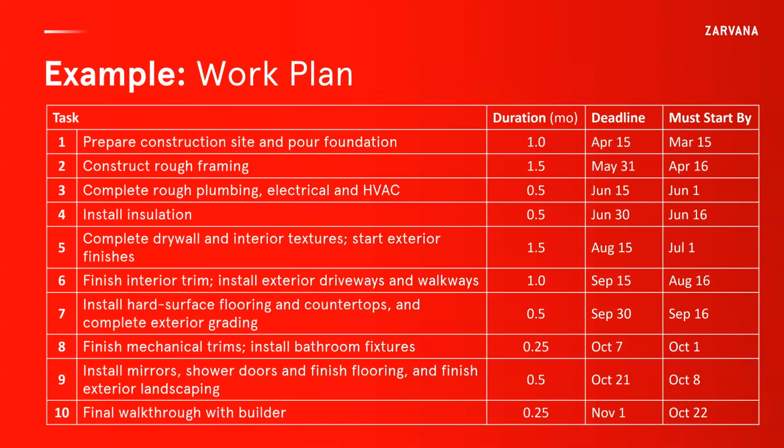And ultimately, you can assemble it in something that looks like this if it's helpful. There's many different formats, Gantt charts, etc., by which you can visualize this information. But the important information that you have at the end of a work plan is that you have every task listed. You have how long you expect each task to take, the deadline, when is it due, and the start date, when you must start it by.